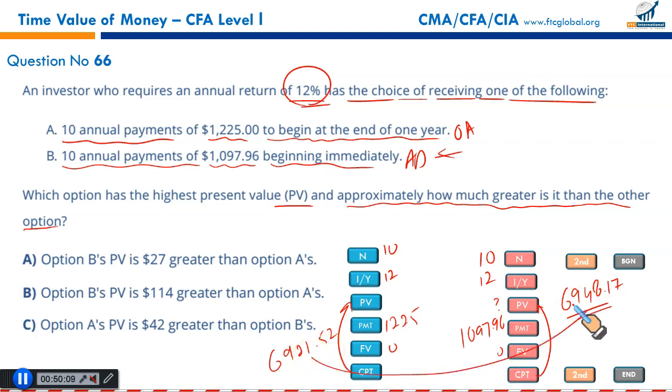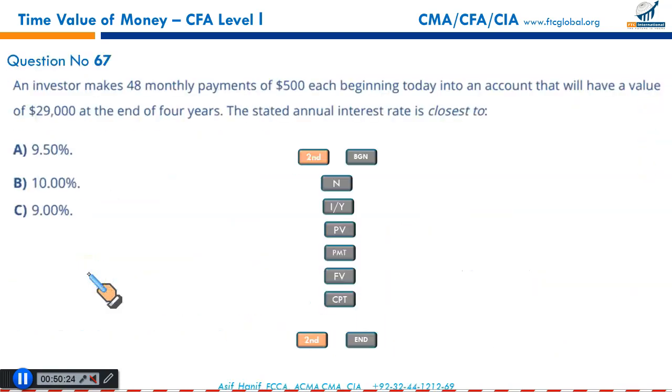Calculate the difference between these two, and that will be 26.65. 26.65 would be the difference between these two present values, indicating that option B is better, and it is better by $27. So that makes A the correct option. And as you can see, A was your right result.